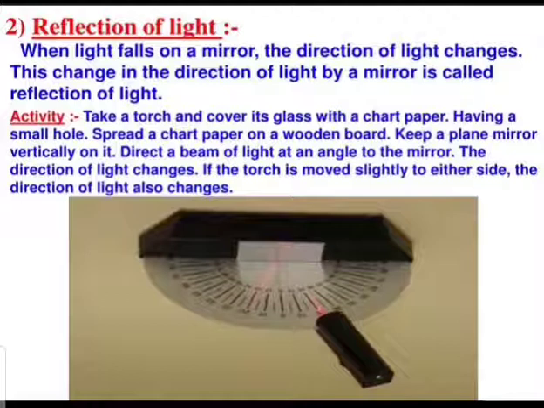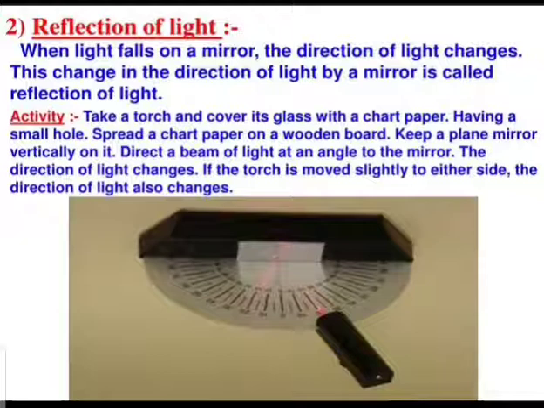Reflection of light. When light falls on a mirror, the direction of light changes. This change in the direction of light by a mirror is called reflection of light. As we have studied, light always travels in a straight line. But if it strikes any shiny, smooth surface, its direction is changed. And when light falls on a mirror, the direction of light changes. This change in the direction of light by a mirror is called reflection of light.